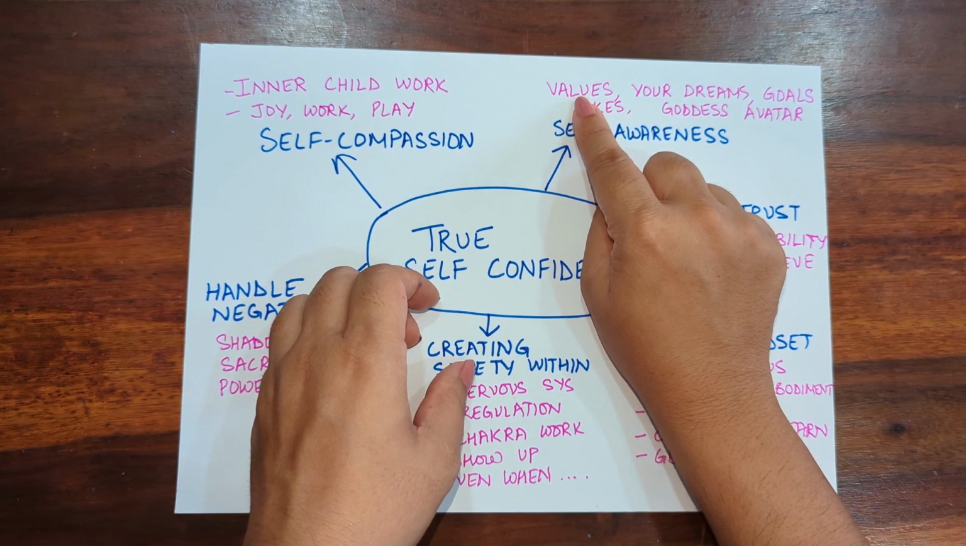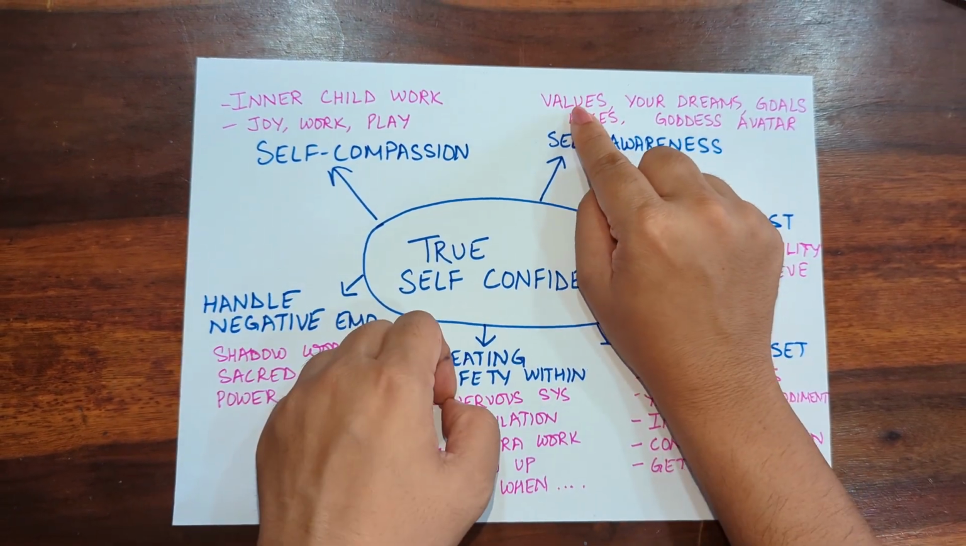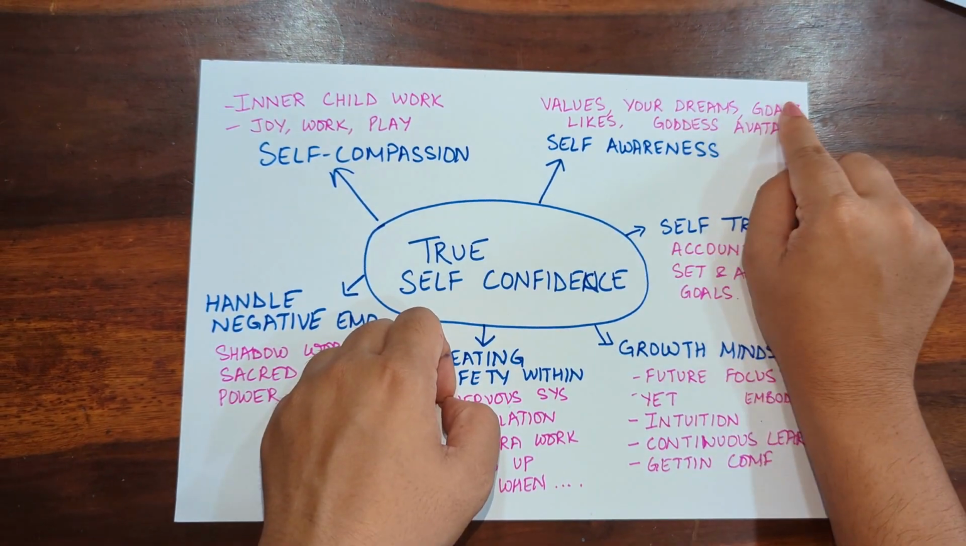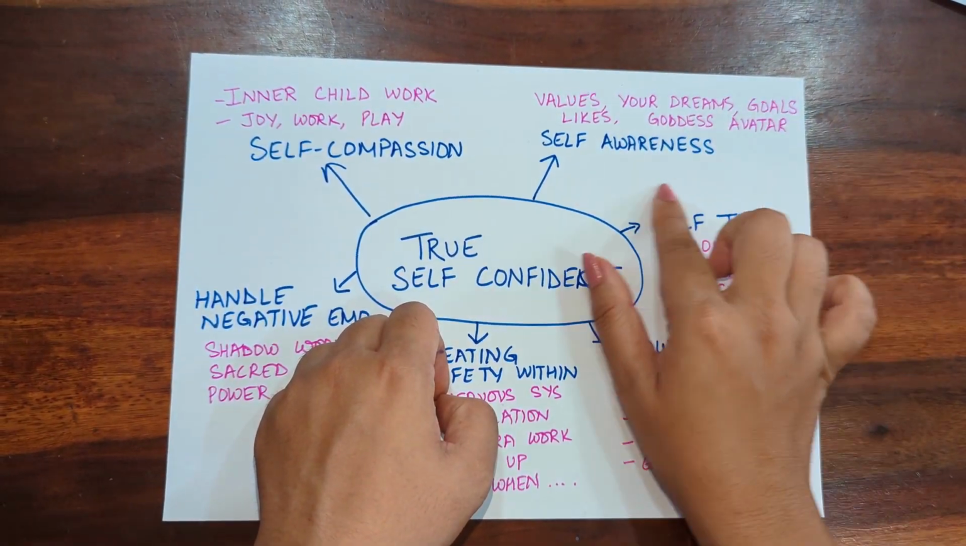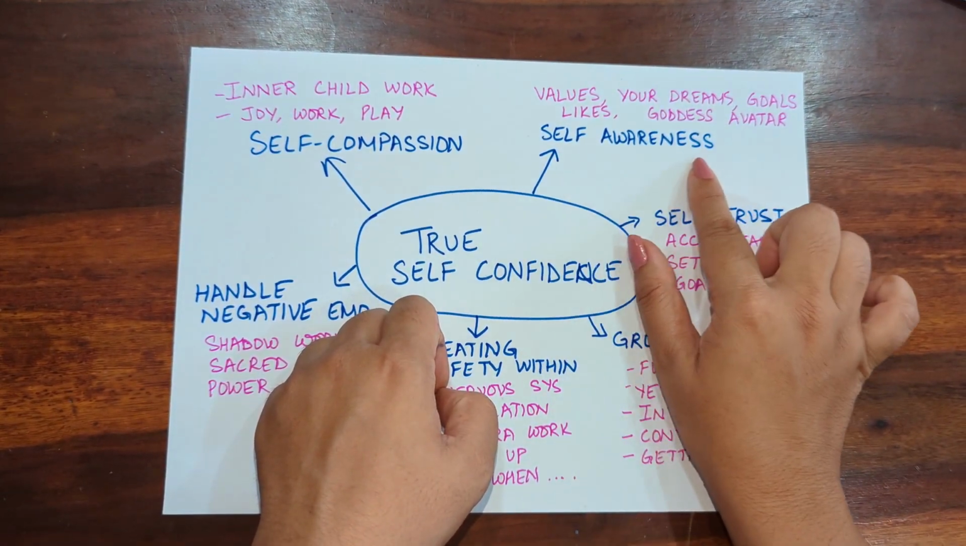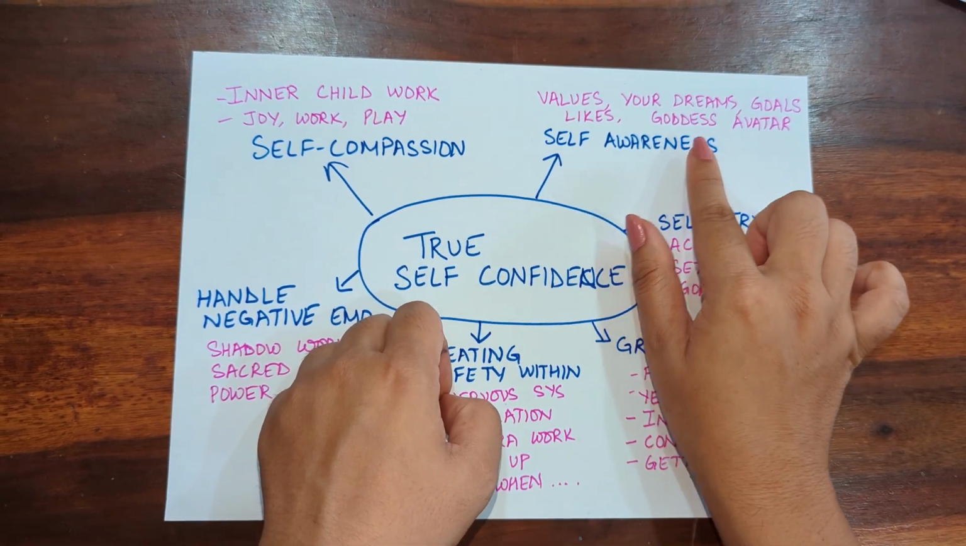What would your values be in each of the 10 hands? What would you hold as your values, your dreams, your goals, your likes, your skills, and your talents? So we really create the goddess avatar for you to get really self-aware of who you are.